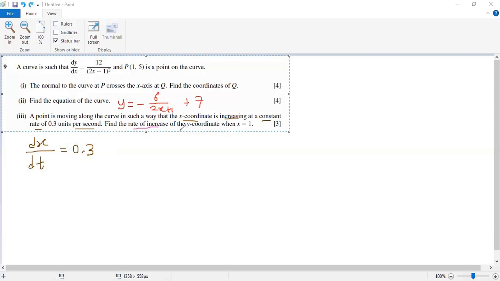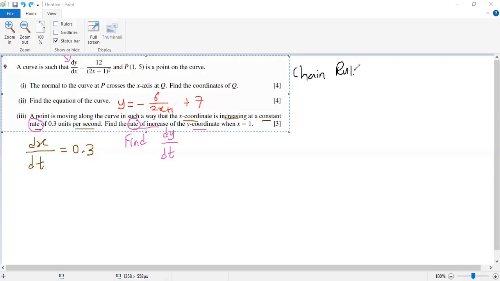So find the rate of increase likewise of the y coordinate. The word rate means per unit of time, d over dt. So this is the y coordinate, so dy over dt. Basically, they're saying find dy/dt. By looking at this, you can see that it must be linked to dy/dx. So it's obvious that this is a chain rule question.